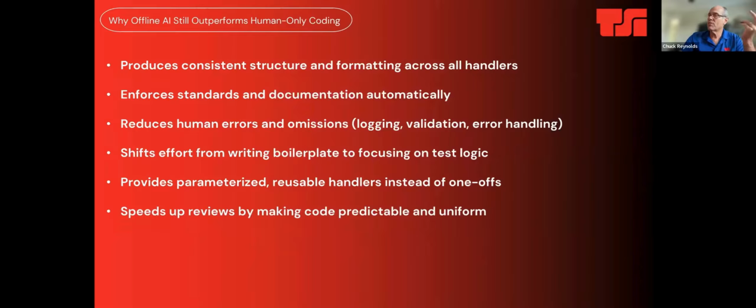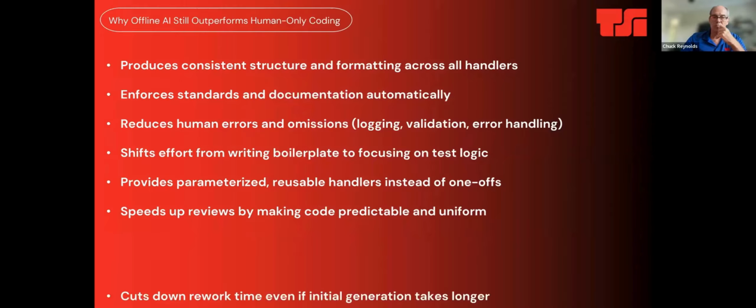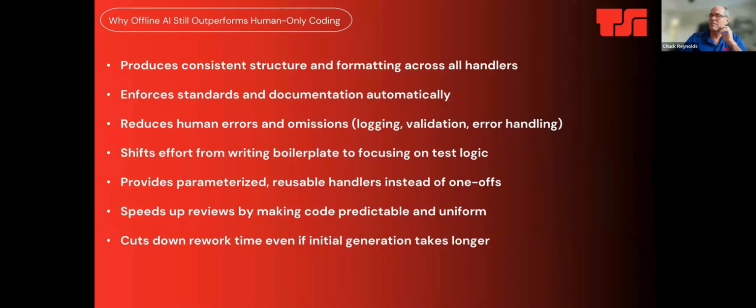It speeds up your reviews because now the code is predictable and uniform. People can understand it. You get consistency across all aspects of the design cycle of building test automation code. Your rework time goes down, even if the initial generation can take longer, but typically it won't.